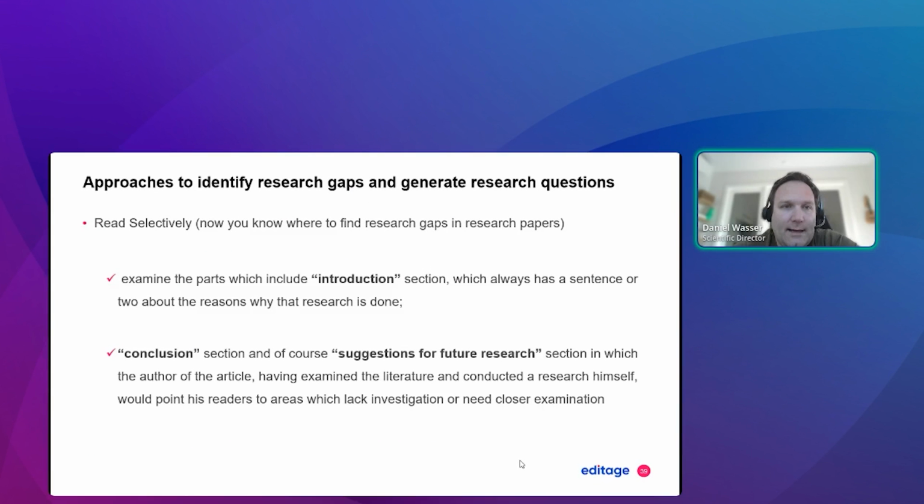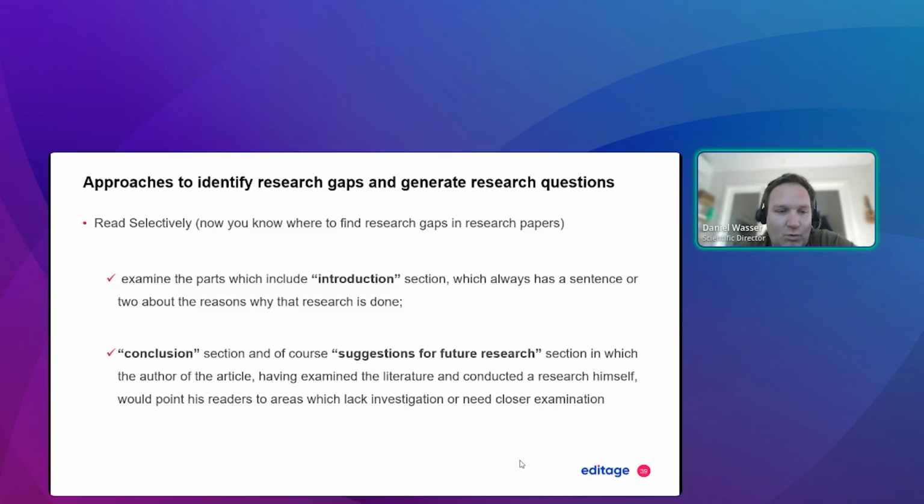Let's talk a little bit about how to identify research gaps. As we talked about, the importance of reading, understanding that, and then examining which parts of the introduction section. You should always have a sense or two about the reasons why the research is done. And it's important to keep that framed up, right, in terms of why you're doing something. But then also in the conclusion section, coming back to the future research.